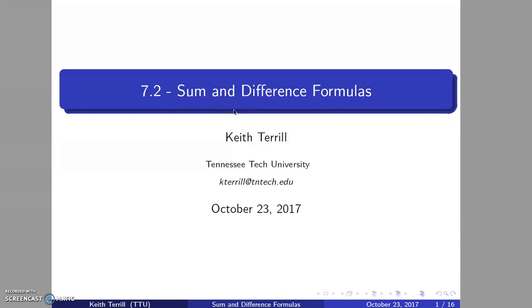Welcome back to our series on identities and the like. This time we will be going a little bit further into it. Instead of just working with random identities and making random identities, we'll start adding very specific ones into the mix. Specifically, sum and difference formulas.